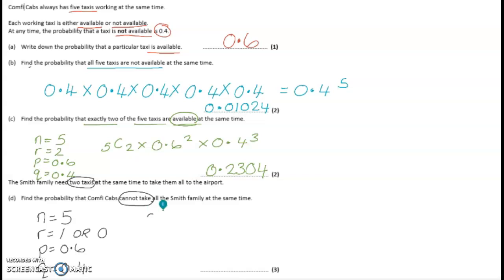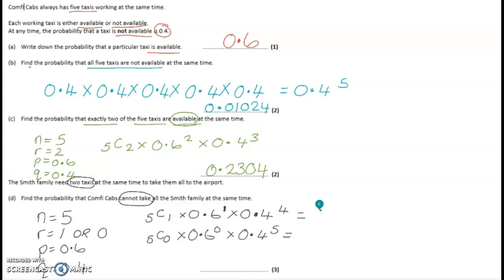So I need to work out two separate formulas to be able to work out the final answer. I need to work out 5 choose 1 times 0.6 to the 1 times 0.4 to the 4. And I need to work out 5 choose 0 times 0.6 to the 0 times 0.4 to the 5. I need to work out those two probabilities so that I can add them together and work out the probability that Comfy Cabs cannot take them.